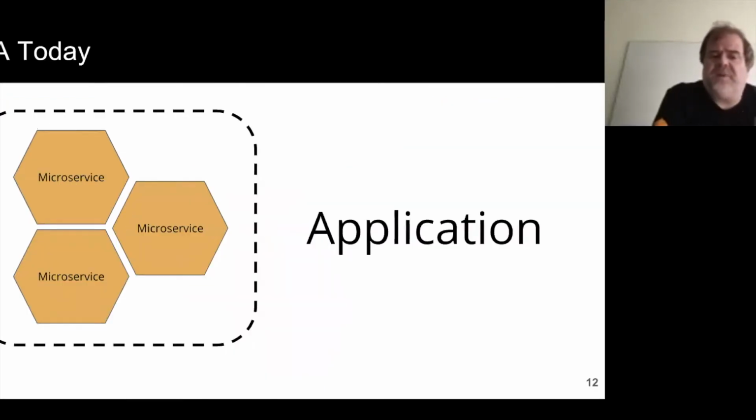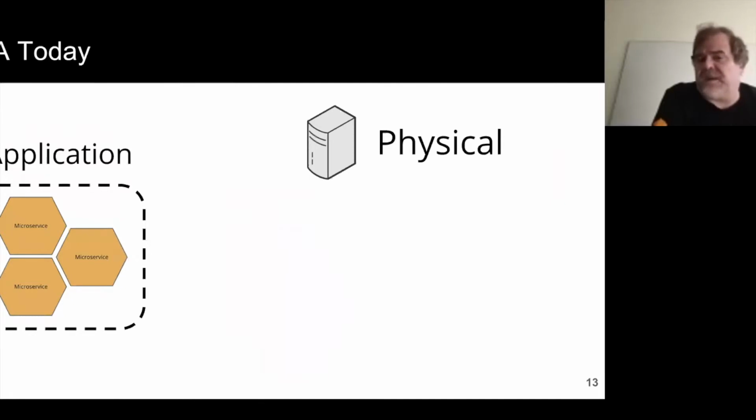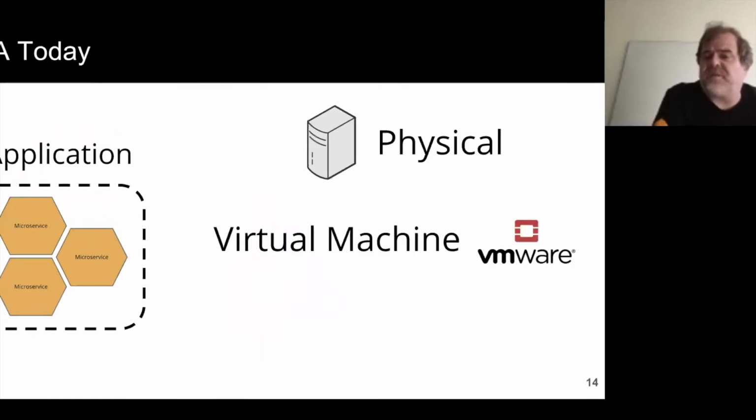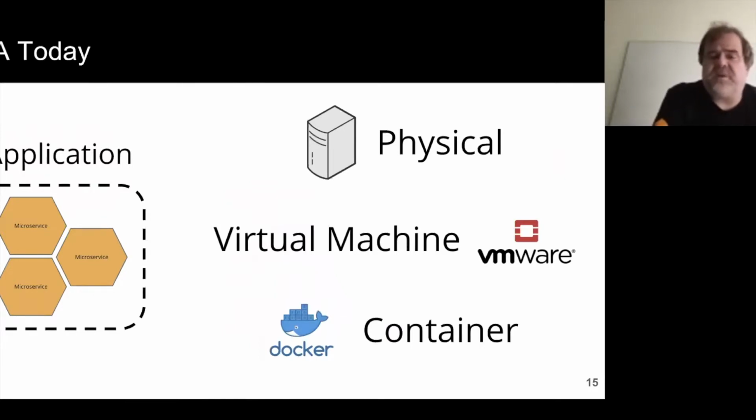So how do we deploy these applications today? Today, you can deploy these applications on physical boxes. You can deploy an application built up of a bunch of microservices, containers, whatever, on a physical server. You can do the same deployment across virtual machines. And you can split those microservices up into individual containers and deploy them in a container environment like Kubernetes.